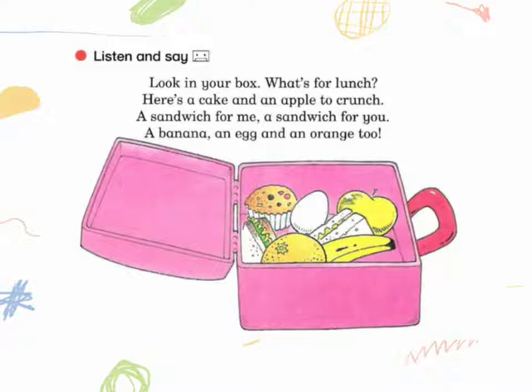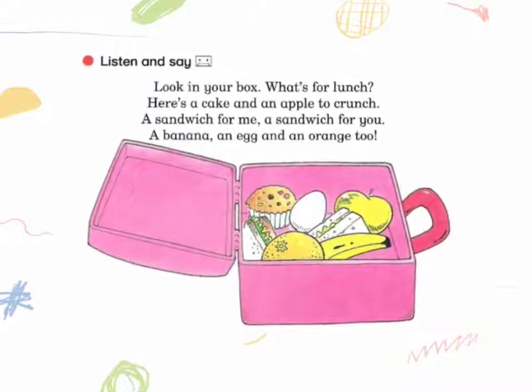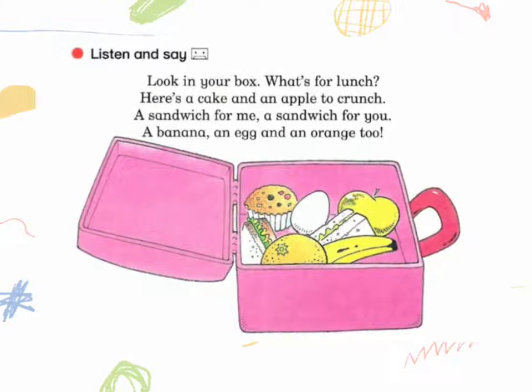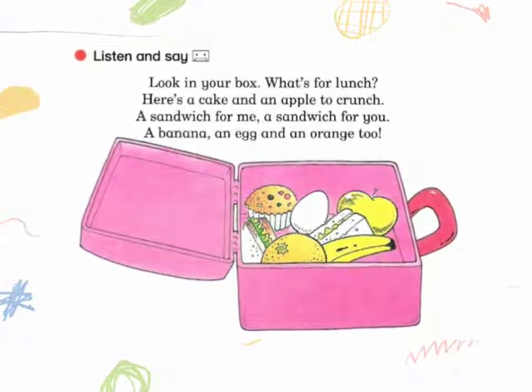Look in your box, what's for lunch? Here's a cake and an apple to crunch. A sandwich for me, a sandwich for you. A banana, an egg and an orange too.